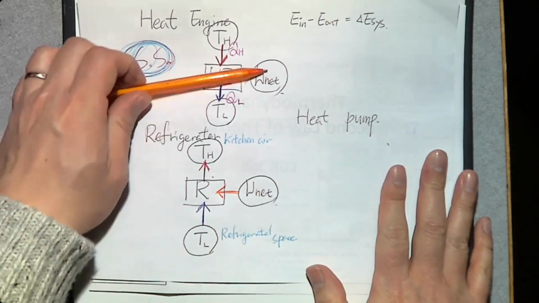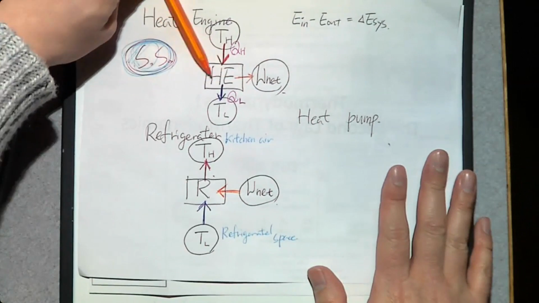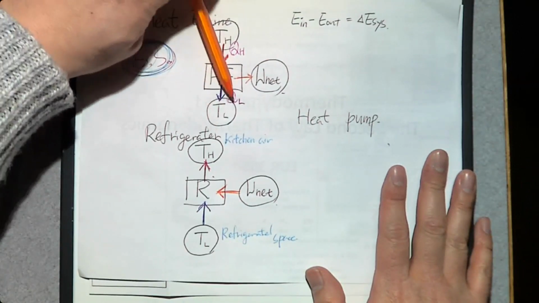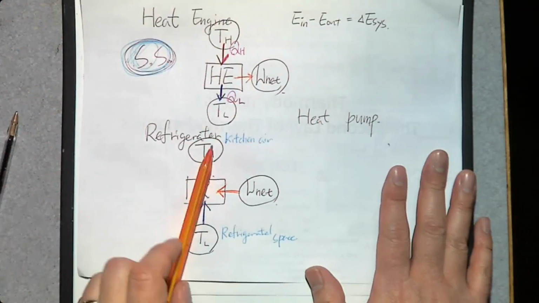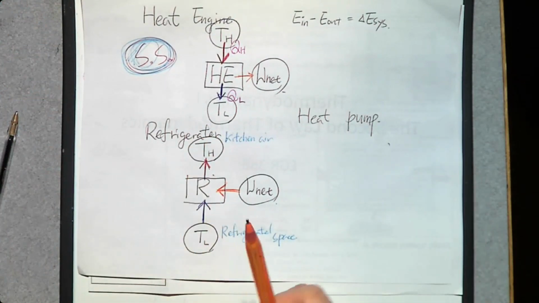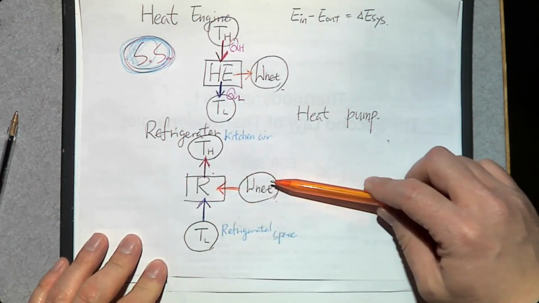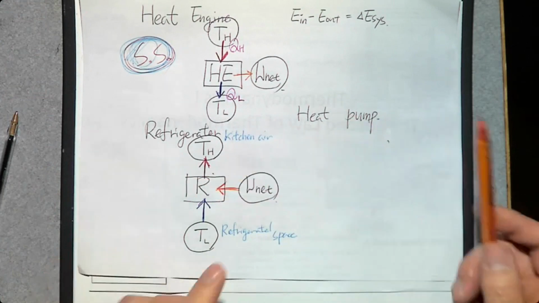So that's why, this one, we can produce work because this can happen. This is not against the second law of thermodynamics, but this is against the second law of thermodynamics. So to make that happen, we need to put some energy into that. That is W net.